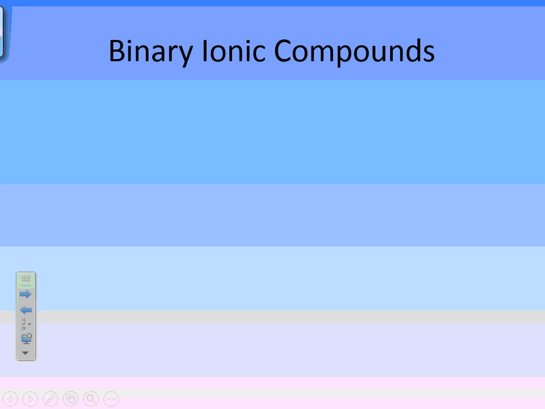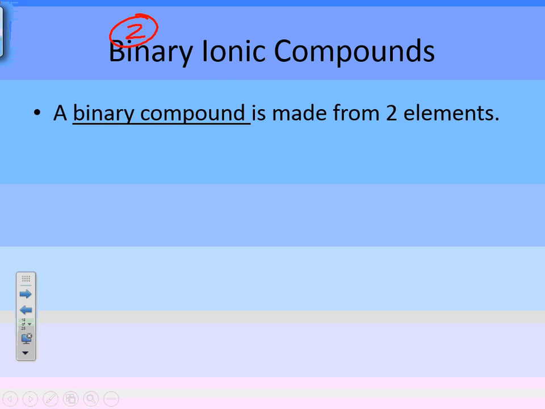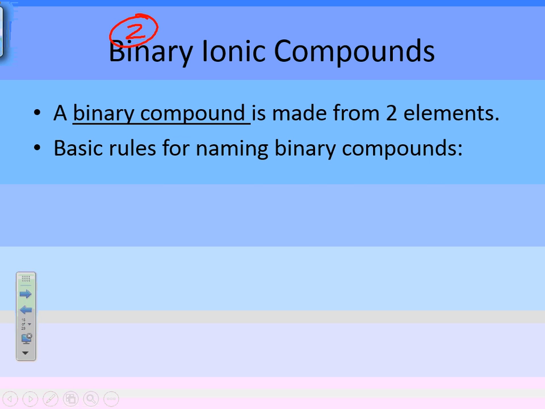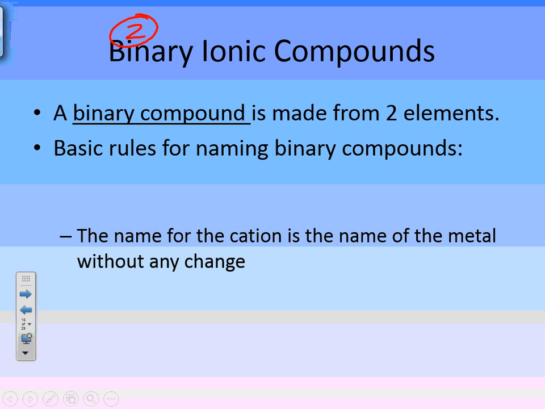And we are going to learn how to name binary ionic compounds. How many are we going to name if we have binary? 2. So we're just going to name 2 ions together to name a binary compound. So what are the rules? Well, I just said that. A binary compound is made from 2 elements. Here are the rules. The name for the cation is unchanged. So you just simply name the positive. If it's sodium, it's sodium. If it's lithium, it's lithium. If it's calcium, it's calcium. If it's iron, it's iron. Nothing changes with the positive.